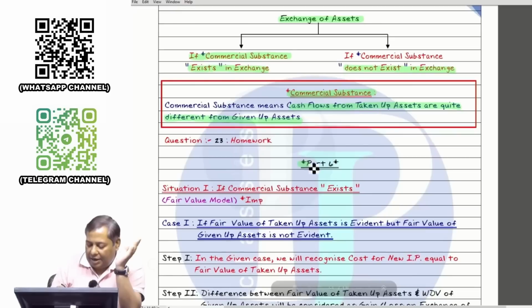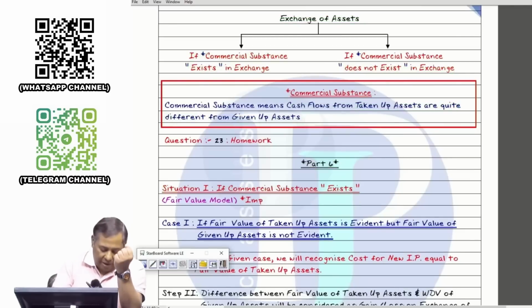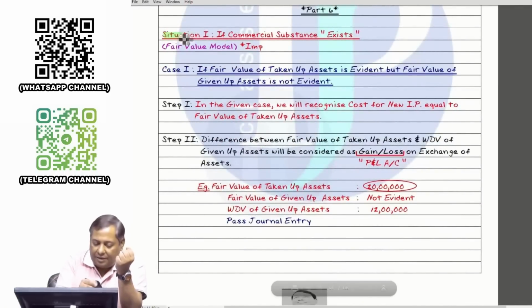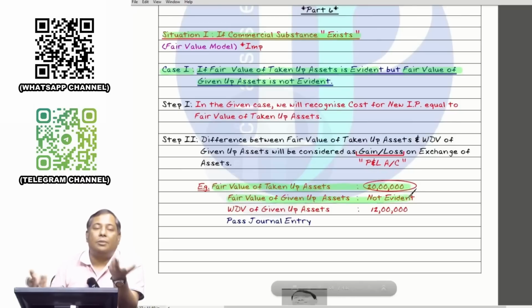Okay. In lecture number 6, I started with what we should do if commercial substance exists. So I taught the first case in this. Please pay attention. It's all according to the study material. First case, the fair value of the taken up asset is known to you, but you don't know the fair value of the given up asset. I have explained an example. Look at this. The fair value of the taken up asset is 20 lakhs. The fair value of the given up asset you don't know, so just leave it.